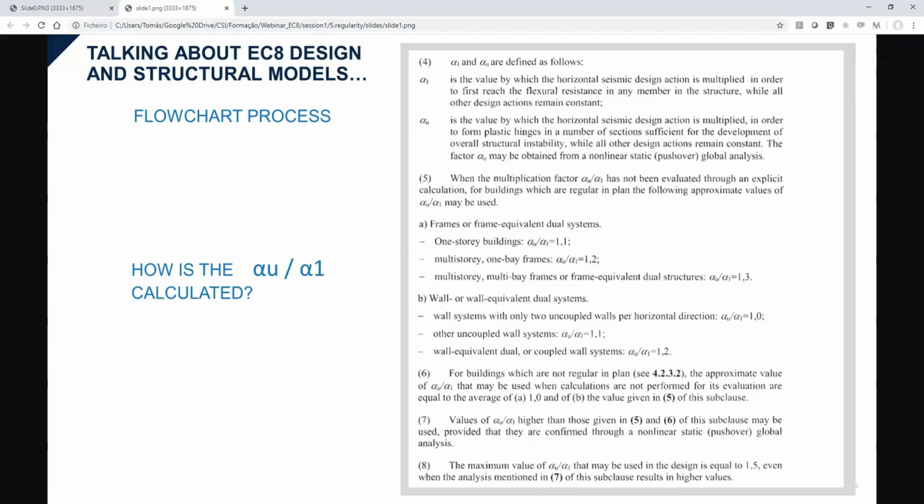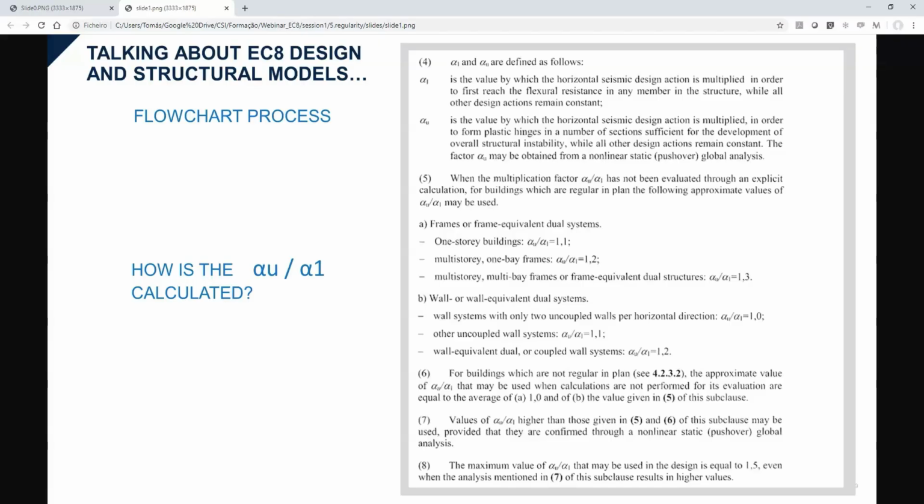This factor can help us amplify the behavior factor, and it depends on regularity in plan. To calculate this factor using the simplified method, we use a table well described in the Eurocode. Depending on the structural system and geometric typology, if we have a building that is regular in plan, we use the simplified factor directly. If the structure is not regular in plan, we must take the average of 1.0 and the factor from the table, resulting in a reduced factor. This means we cannot amplify the behavior factor as much if the structure is not regular in plan.